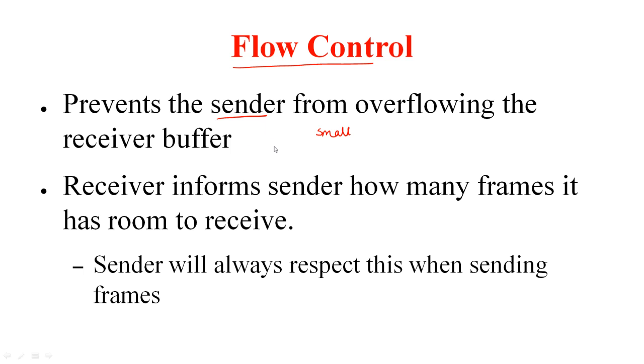The way flow control can be handled as part of reliable data transfer is by the receiver informing the sender how many frames it has room to receive. And the sender is always going to respect this. For example, even if its SWS is very large, it will not send packets even though it has packets to send, because the receiver told it that it does not have space to accept these packets. So we will see more of this when I cover TCP.